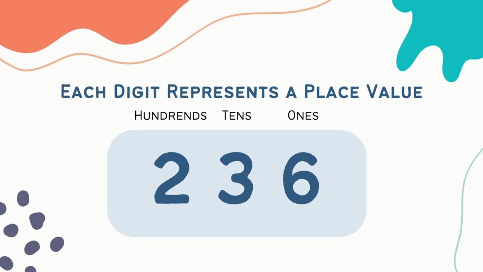Here you can see the number 236. There's a 2, and on top of the 2 is the word hundreds. There's a 3, and on top of the 3 there's the word tens. And there's a 6. On top of the 6 is the word ones. 2 stands for 2 hundreds. 3 stands for 3 tens. 6 stands for 6 ones. When you add them all together, 2 hundreds plus 3 tens plus 6 ones, you get the number 236.